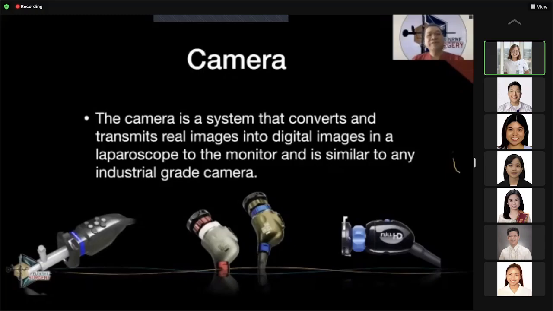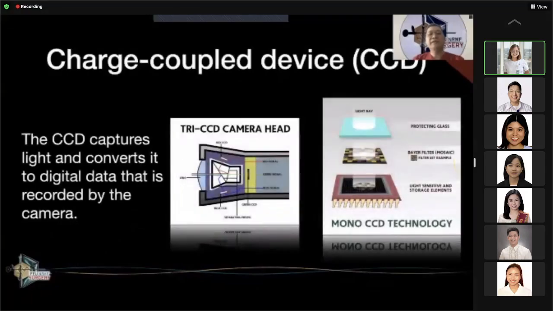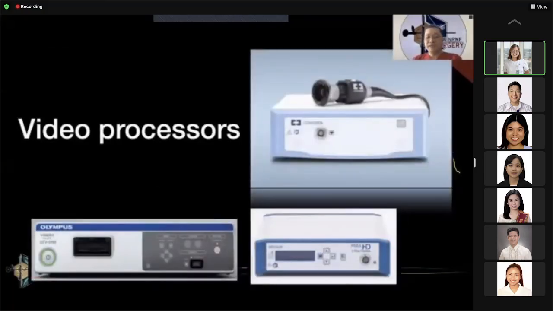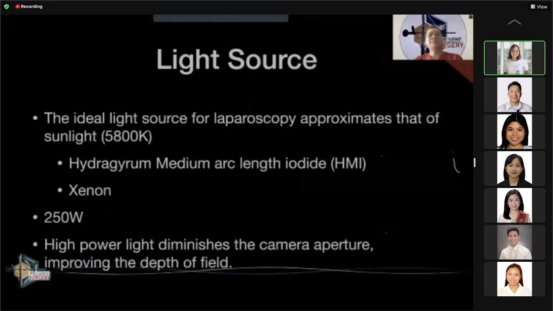These are the different camera heads. You connect your scope to this camera head, and then you connect them to your video processors or your CCU. So these are now the high definition camera systems available. The light source is another important factor because it is what will illuminate the abdomen, and it should be as near as possible to sunlight.